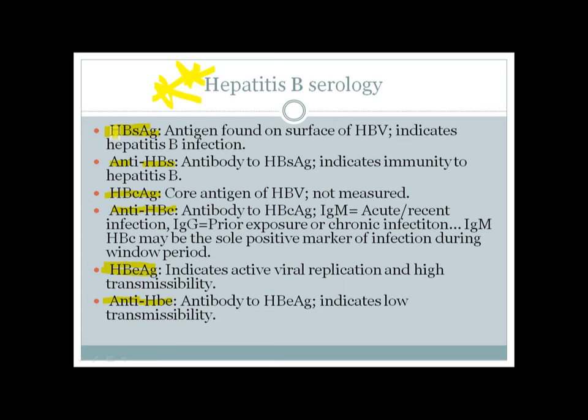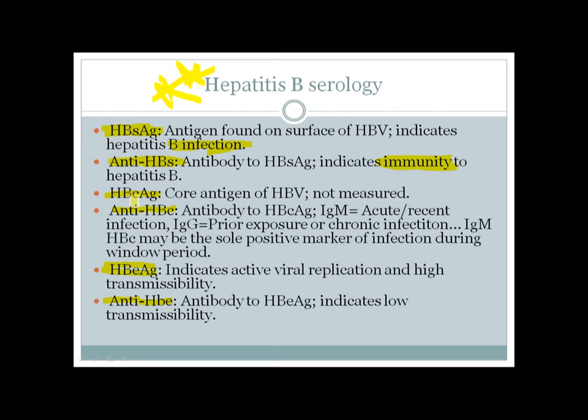So the first one that we measure for screening purposes is hepatitis B surface antigen. It's indicative of hepatitis B infection, but it cannot tell you if it is an acute infection or a chronic infection. And the antibody against hepatitis B surface antigen, which is anti-HBs, is a very protective antibody. If it is produced in a patient's body, it will protect the patient from hepatitis B.